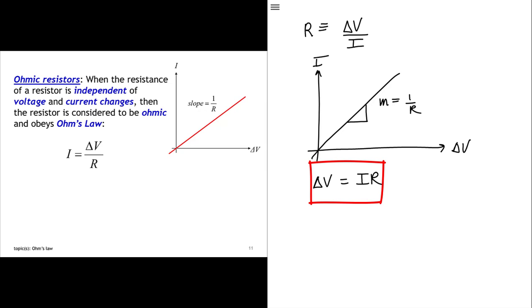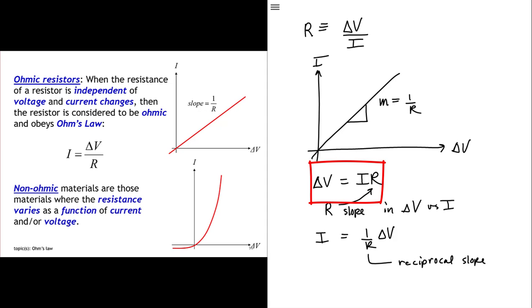And again, for ohmic resistors, the change of potential and current is a linear relationship where R is the slope of the line in a voltage versus current graph, while if we reverse that, if we do a current versus voltage graph, R is the reciprocal slope.